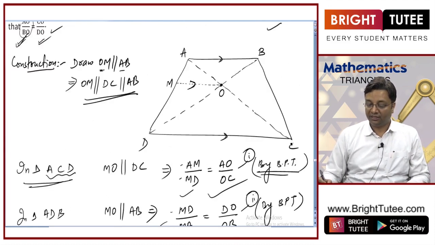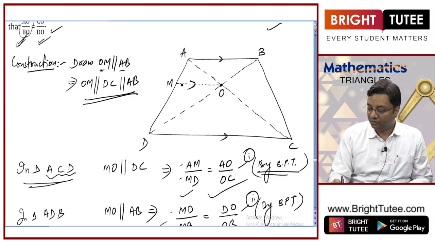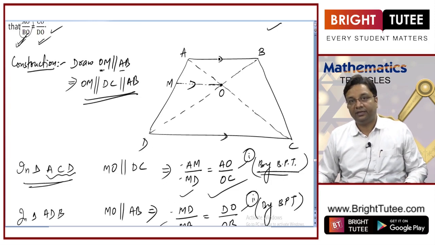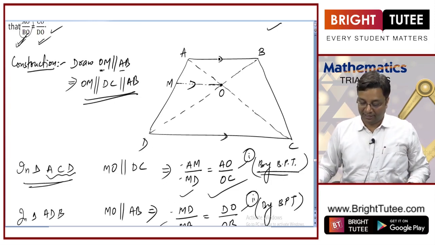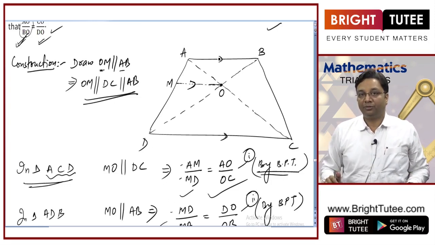So, what was the construction? We just drew this line here, OM parallel to AB, right. So, this was the only construction in this, and then after that we applied basic proportionality theorem.